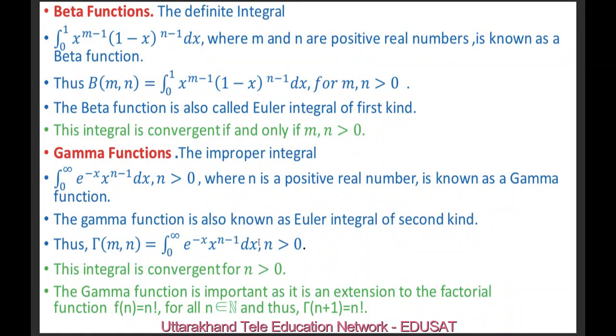This function is important as it is an extension of factorial function, which we write as f(n) equal to factorial n for all n belonging to N, the set of natural numbers. Thus gamma(n plus 1) is equal to factorial n. This result we will prove in next lecture.